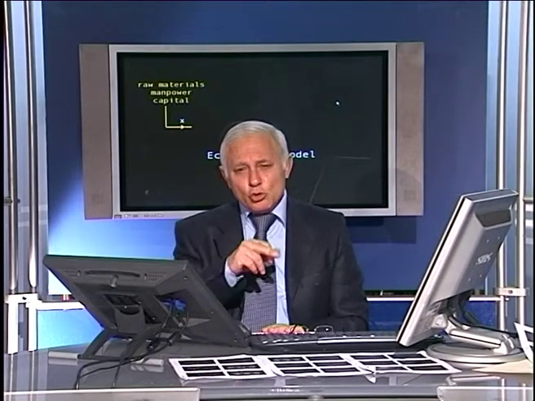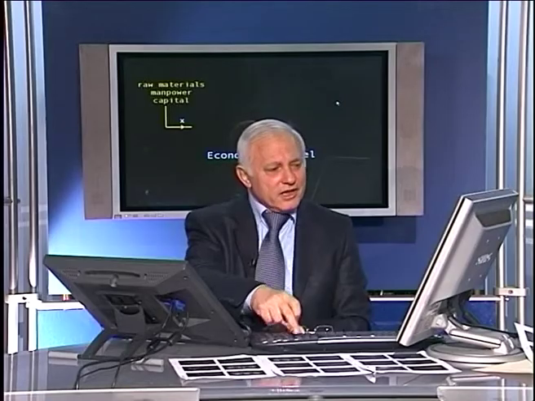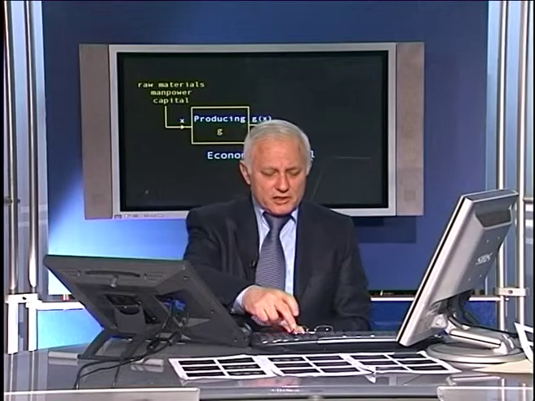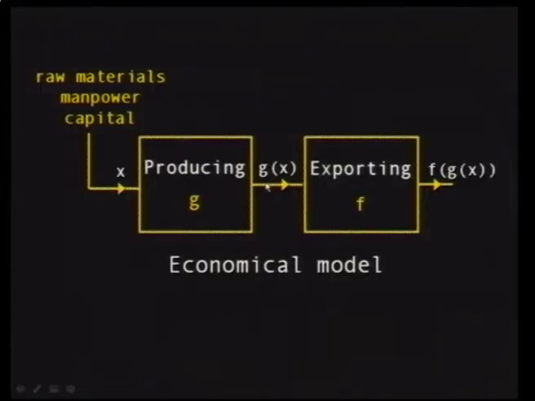This is also one of the ingredients of your production function. So your raw materials and manpower and capital, you feed this into the factory to produce cars. So here, X is the material that is fed into the firm or the factory to produce cars. So G of X represents the produced cars. But you may very well export these cars. So if you want to export these cars, you have another body or organization to export these cars. So here, the first operation is to produce the cars, and the second operation is to export the cars.